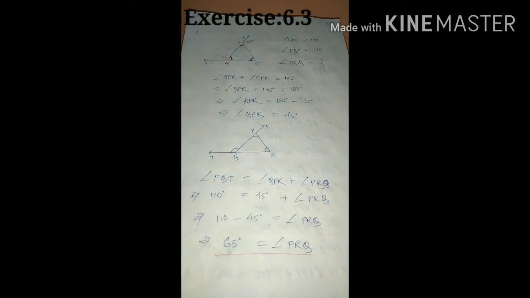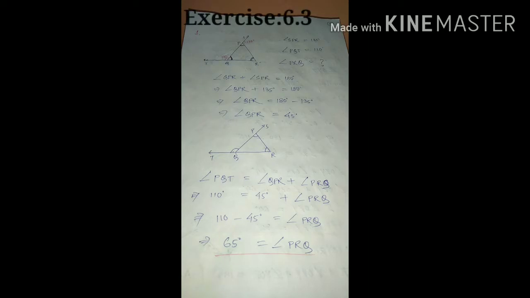Good morning, students. In our last class, we discussed the angle sum property of a triangle, where the sum of the angles of a triangle is 180 degrees. With this, we also discussed exterior angles, and we did some examples there. So today we start exercise 6.3.